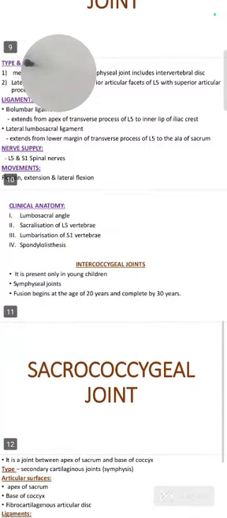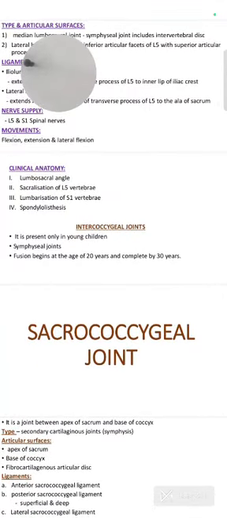So the clinical anatomy: lumbosacral angle, sacralization of L5, lumbarization of S1. Lumbarization is S1 separated from the sacrum, and sacralization is fusion of L5 with the sacrum. And spondylolisthesis is a forward slippage of the vertebral bodies. So these are the clinical anatomy of the lumbosacral joint.